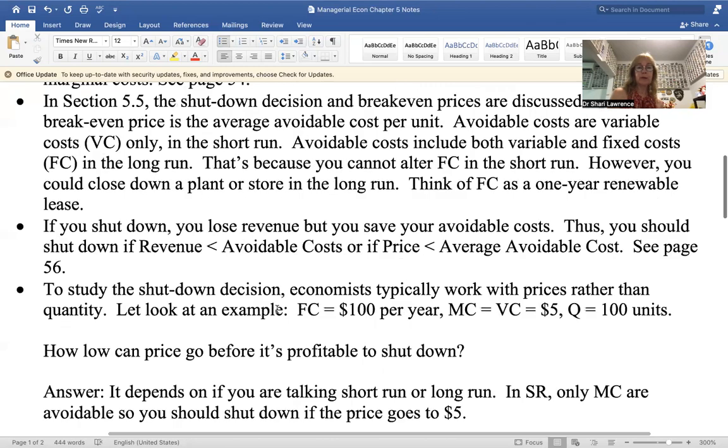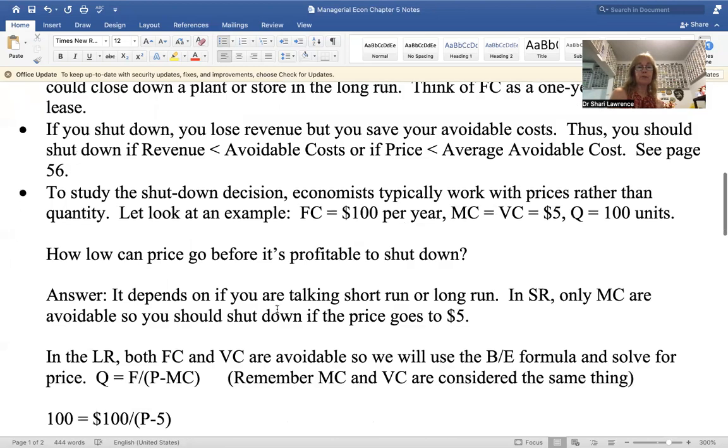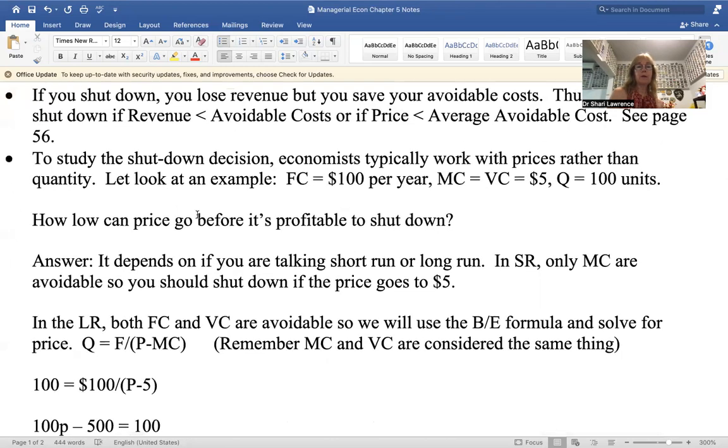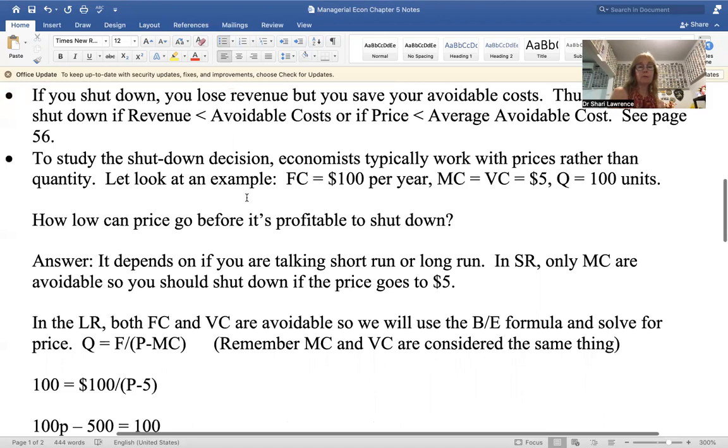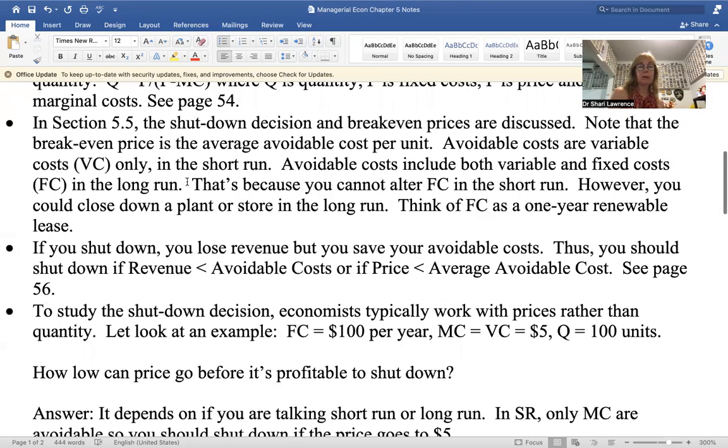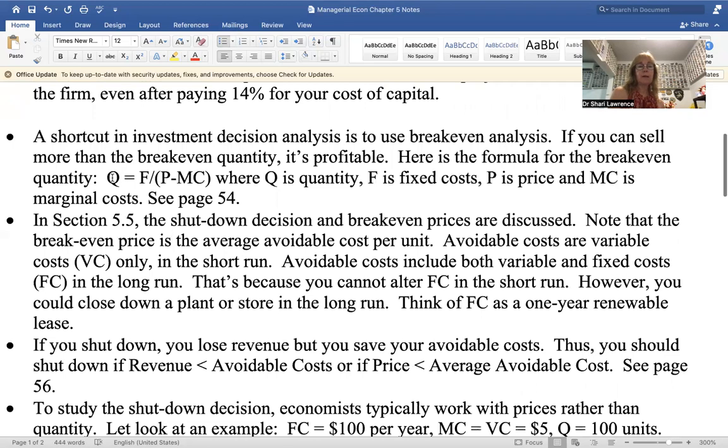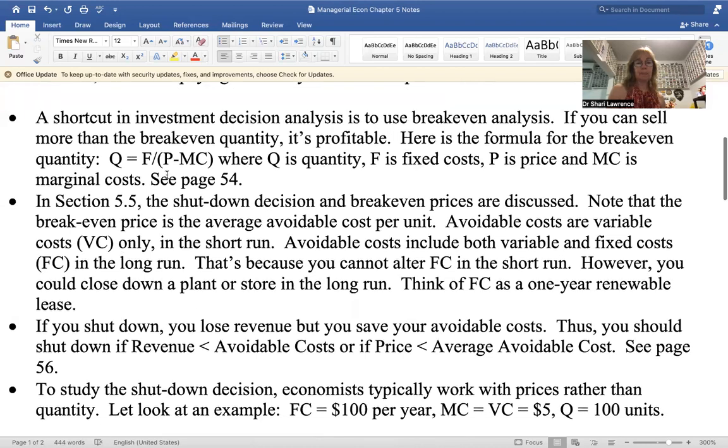Now let's look at this example. This is a shutdown decision. Remember this break-even formula up here. A lot of times, when economists are trying to make a shutdown decision, instead of looking at the quantity, they're asking, what price should I have? In other words, how low can the price go before I have to shut down? So let's look at this example in terms of prices.